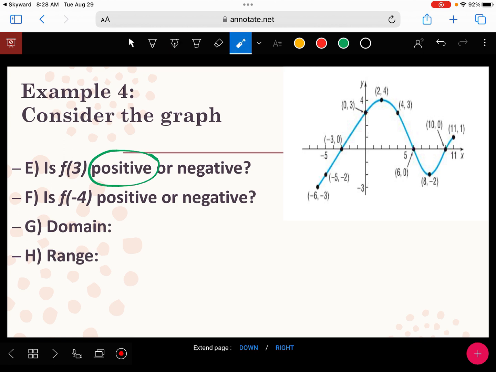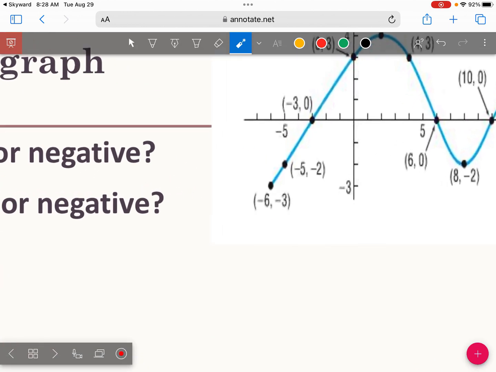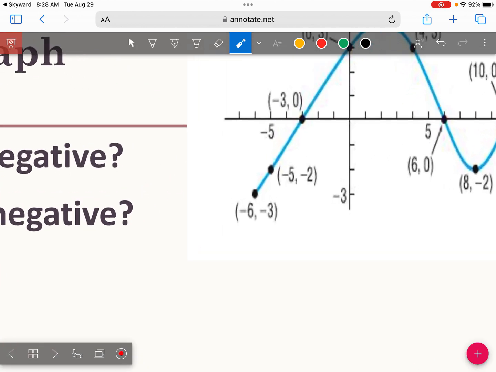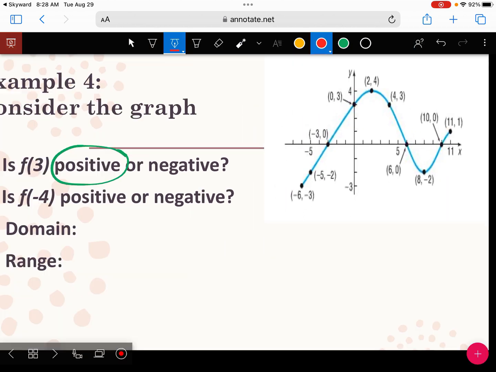And when X is negative 4, let me zoom in a little bit. That's about here. Is Y positive or negative? It's below the x-axis, so that means it is negative. Good. And in homework 7, you have a graph, and you have to answer all types of questions about a graph. So that's what we're kind of practicing today.